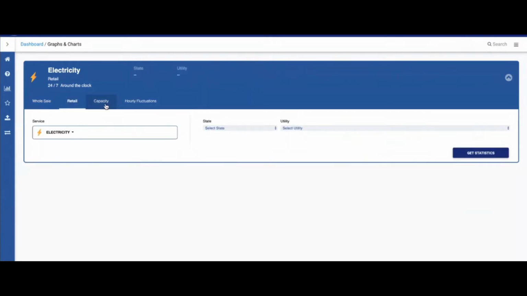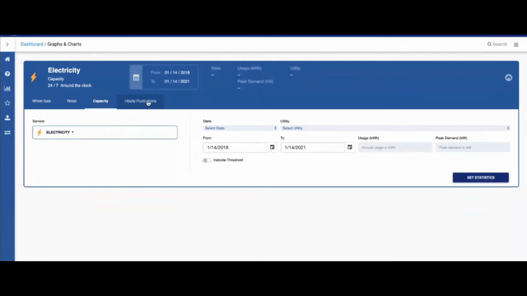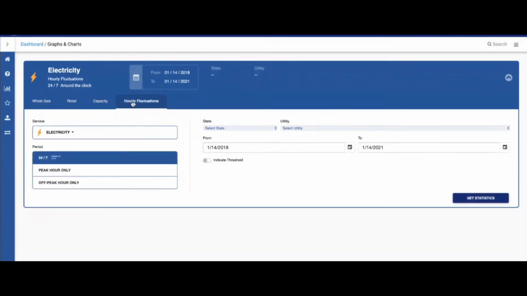There are 4 tabs: wholesale, retail, capacity, and hourly. Capacity has its own place because it's very important, and hourly. Those 4 tabs would give you different results, and we'll take a look at each one of them in a moment.